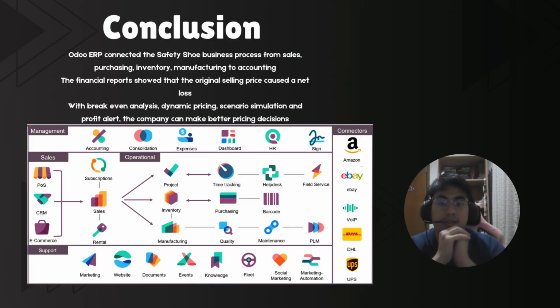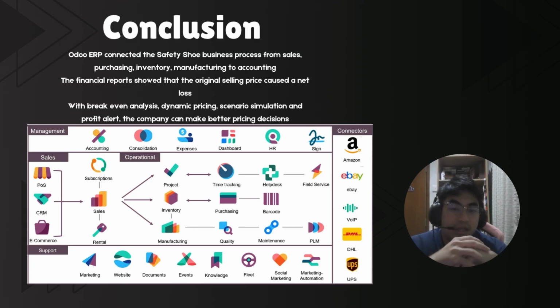So guys, in conclusion, Odoo ERP helps our team connect the full safety shoe business process from sales, purchasing, inventory, manufacturing, and accounting. Through this project, our team learned that ERP is not only about entering data into the system, but about understanding how each business process affects other processes. We also learned that financial reports are very useful for decision making.